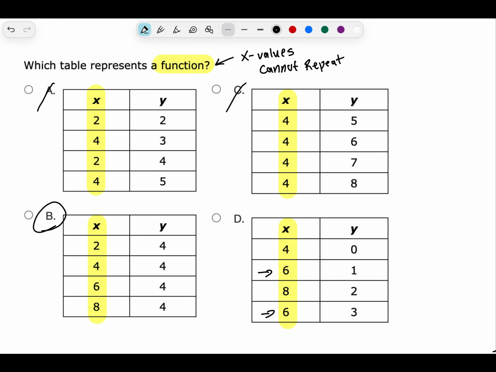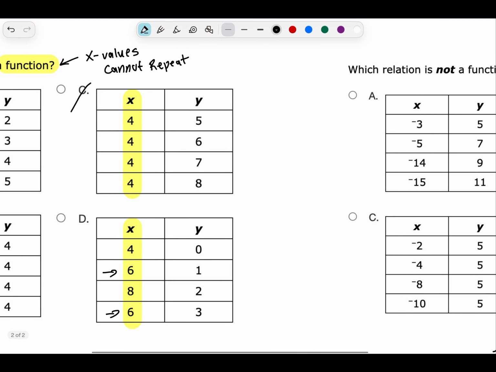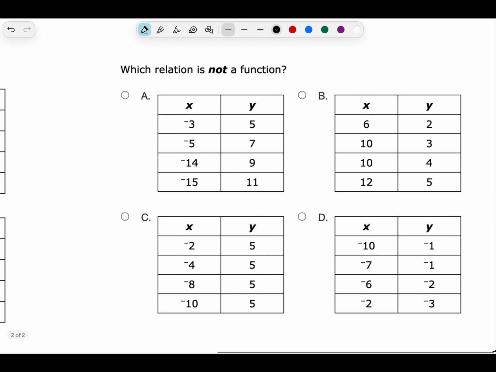Okay? Now, moving to the next one in the table section. This one says which one is not a function. So because we're looking for one that is not a function, it means the x value can repeat. All right, since it can repeat, we're looking to see a number that is doubled up only in the x column. Okay, so if we look at answer choice A, we have -3, -5, -14, -15.